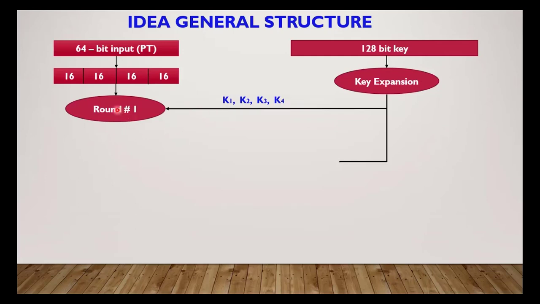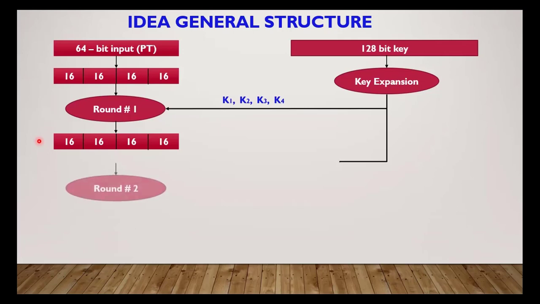Then this round 1 will do certain operations, and you will get some output like this. The output will be again 4 blocks, and each block will be 16-bit. This is what you call your intermediate ciphertext. I will not say that this is your final ciphertext. This is intermediate ciphertext, because this is going to be the input of the next round.